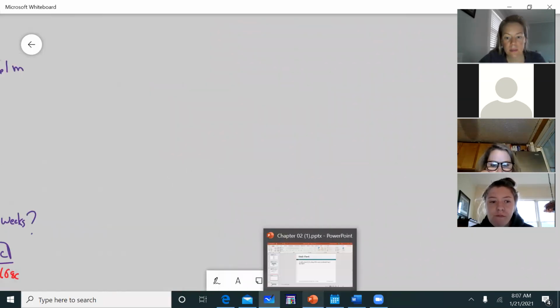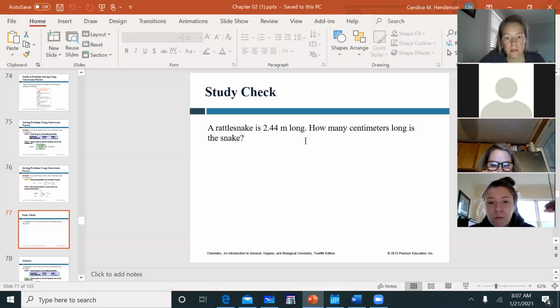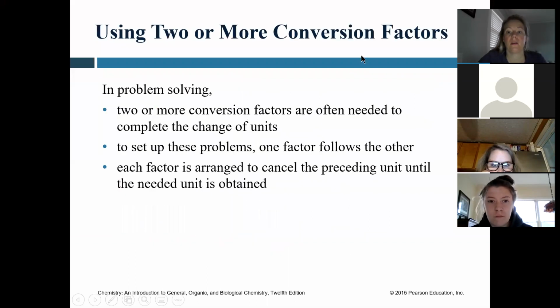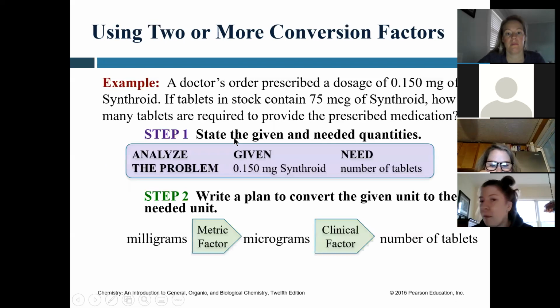So in the slides, too many things open. All right. So using two or more conversion factors, we've already talked about this, you can link them together.